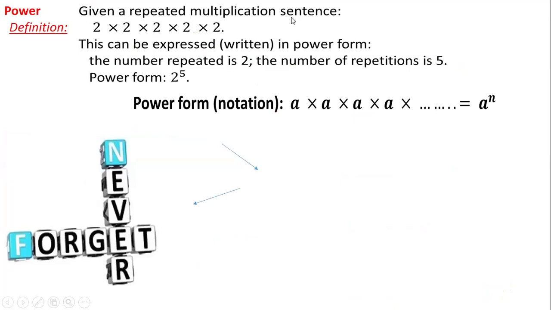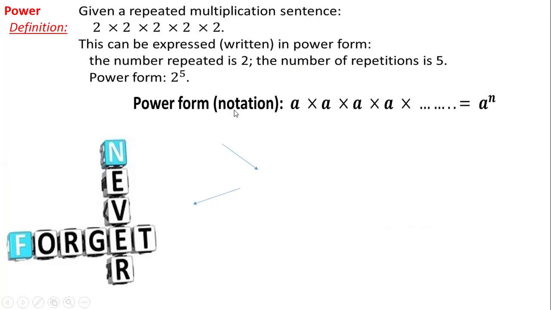Given a repeated multiplication sentence, powers are only used to express a repeated multiplication sentence. So they can be expressed or written in power form. The number repeated is 2 and the number of repetitions is 5. So to write it in power form, we write 2 to the power 5.